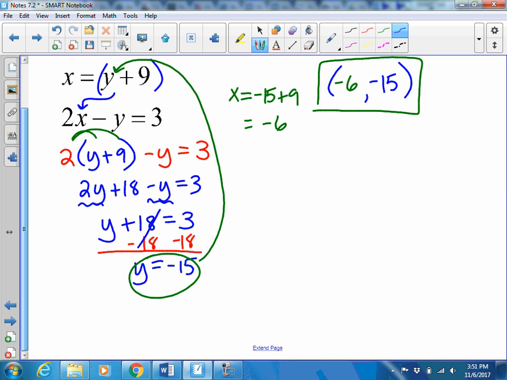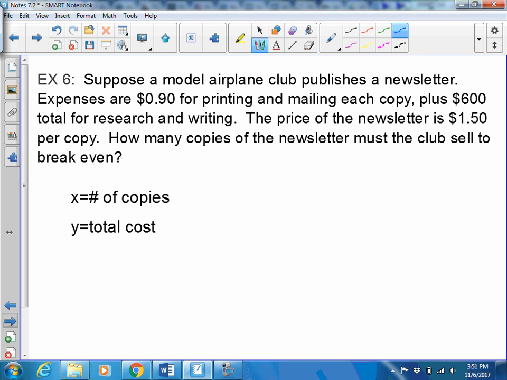All right, so I want to wrap this up with one application problem. So we're going to create two equations, and then we're going to solve them with our substitution method. Suppose a model airplane club publishes a newsletter. Expenses are 90 cents for printing and mailing each copy, plus $600 total for research and writing. The price of the newsletter is $1.50 per copy. How many copies of the newsletter must the club sell to break even?